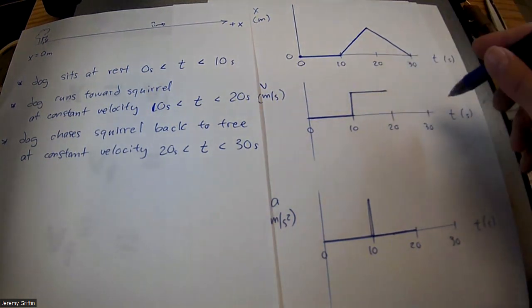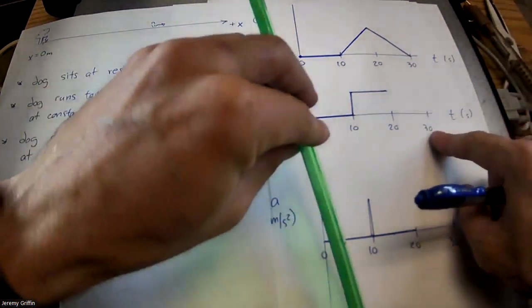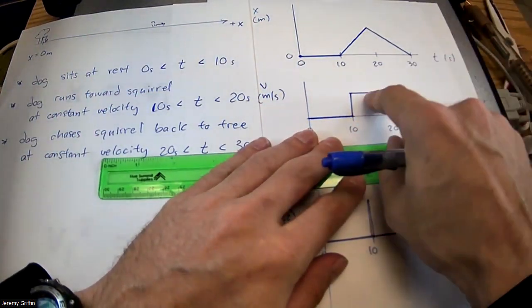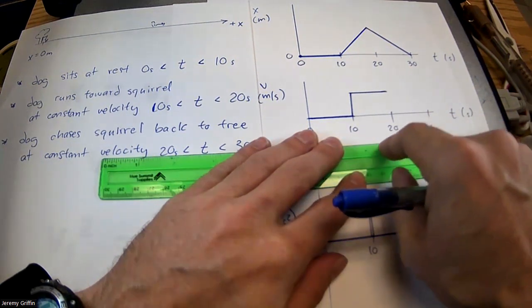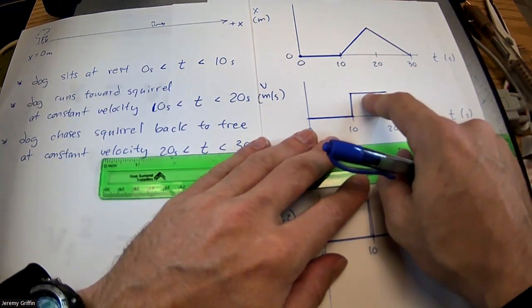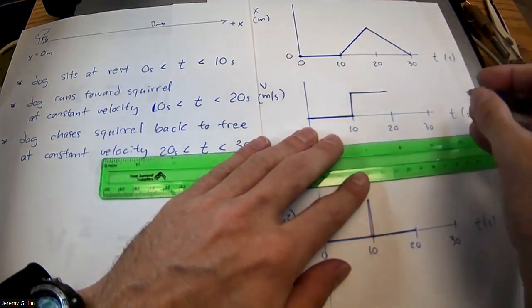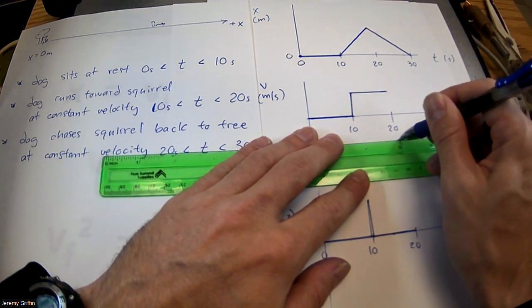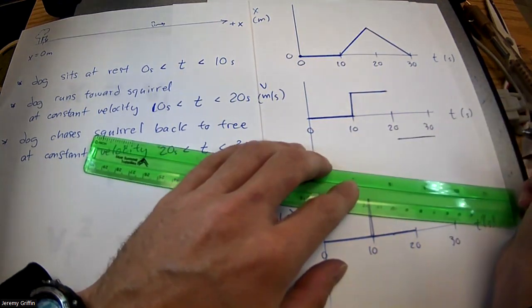Okay. What about velocity versus time? Suppose the dog's running full speed towards the squirrel and then full speed back toward the tree, maybe like 11 meters per second. This is 11 meters per second positive. Do you think back towards the tree would be 11 meters per second, but negative? Okay, because it changed direction.